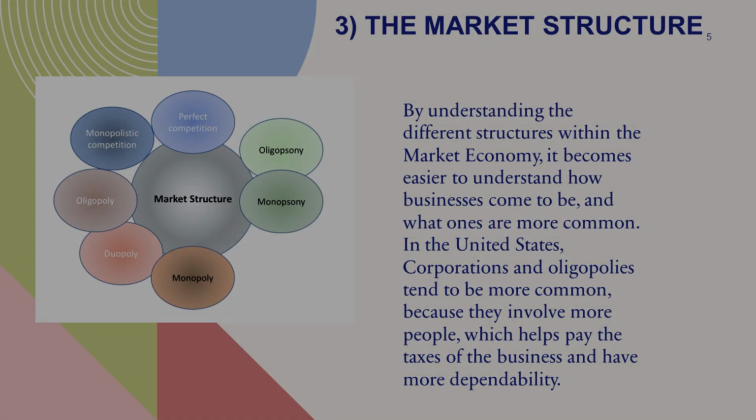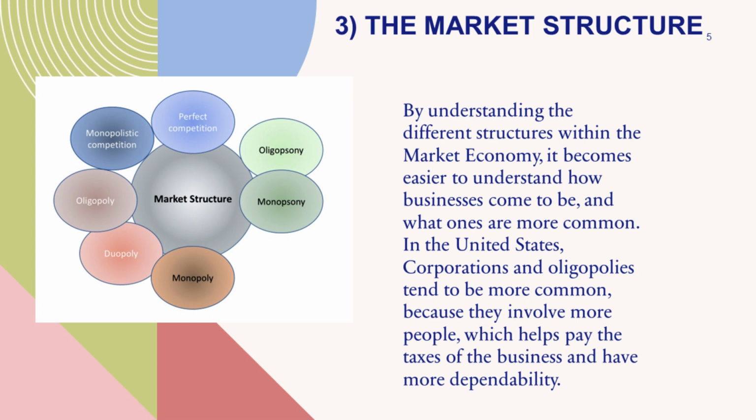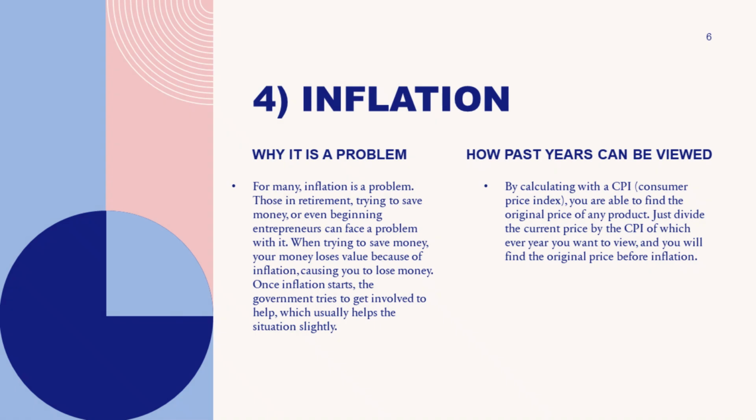My third key takeaway is the market structure itself. By understanding the different structures within the market economy, it's easier to understand how businesses came to be and why the most common ones are the most common. The 2 most common structures inside of a market structure are corporations and oligopolies. These 2 structures are more common because they involve more people, which helps to distribute taxes and dependability.